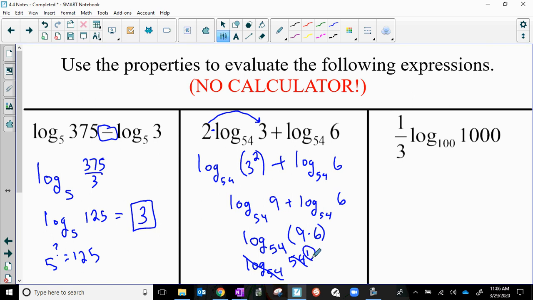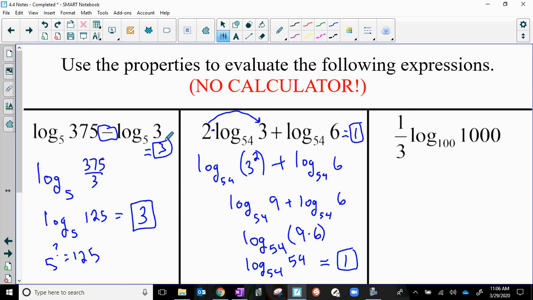We have a basic property. Or you can just say, hey, I know this one in my head, and I don't need to actually write the power 1 down there. And I can just know that it's 1 right at this point in time. So 54 to what power is 54? Well, it's 1. So this whole thing equals 1. The previous one was 3.